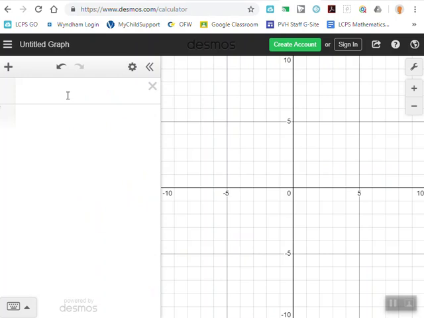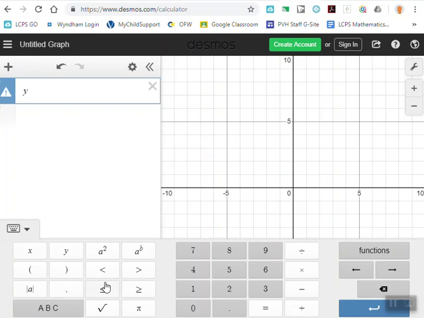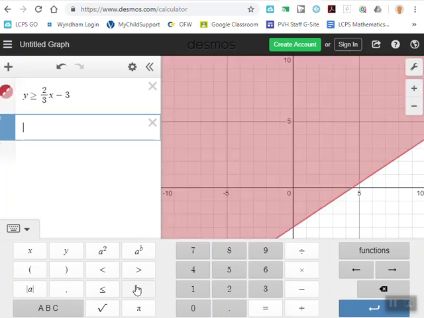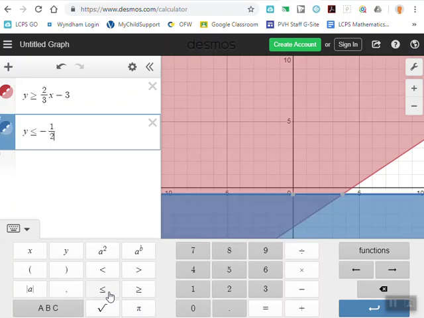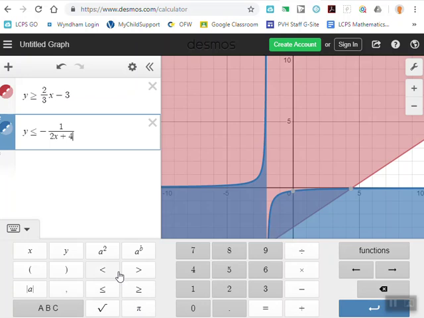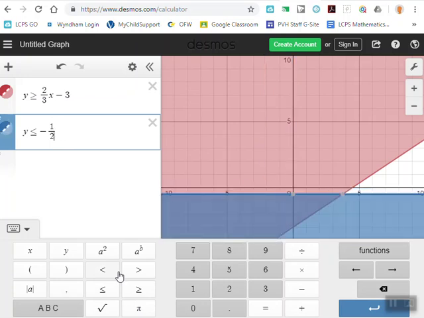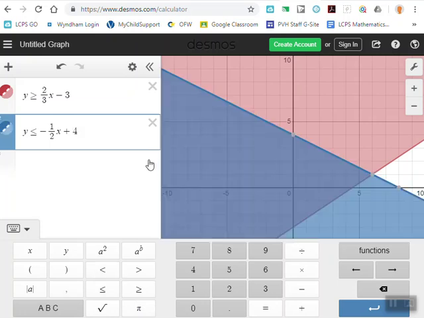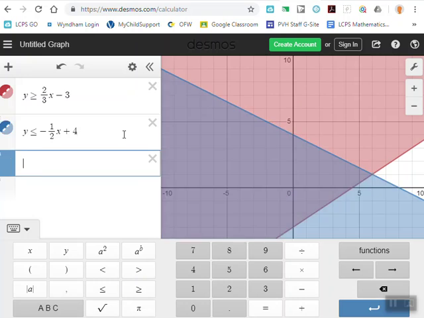If I look at Desmos and I type in y, and down here is my keyboard, you can see I have all the signs that are there. So if I type in 2/3 x minus 3, that's the first one. Then I'm going to type in y, use my keyboard again, it's going to be less than or equal to -1/2 x plus 4. Oh, plus 4's got to be on the outside. 1/2 x plus 4. Okay, do you guys see how I'm getting the shaded region where they overlap right now? We're going to do one more, and that's going to be x is greater than or equal to -6.